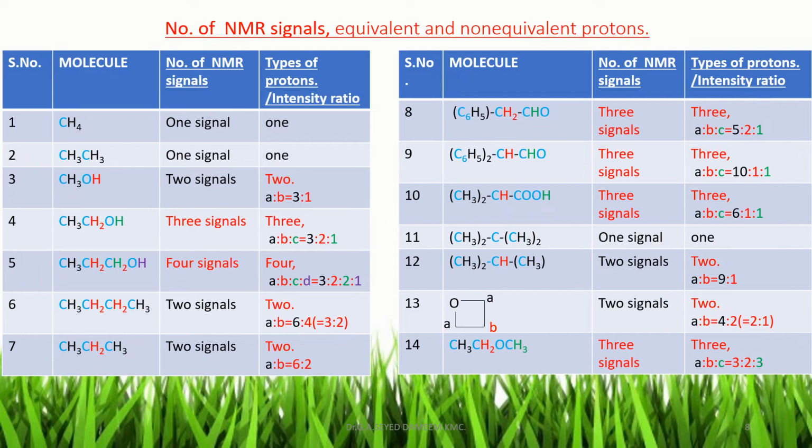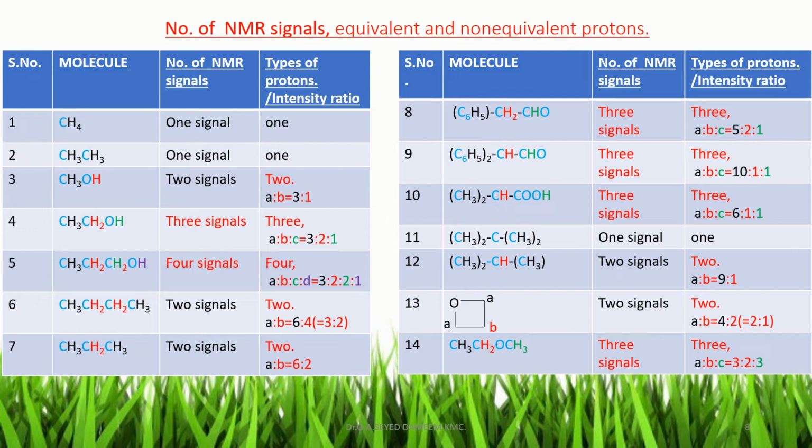And serial number 8, the molecule is C6H5CH2CHO. It contains 3 types of proton. One is phenyl proton, another one is methylene proton, another one is aldehyde proton. So this molecule gives 3 signals. The intensity ratio A is to B is to C is equal to 5 is to 2 is to 1. Another case, case number 9, gives 3 signals, and 1 signal is due to 2 phenyl groups and another one is methine CH proton.